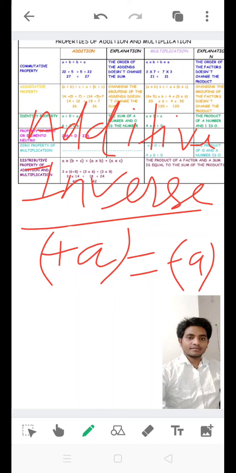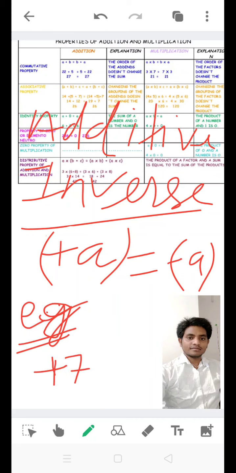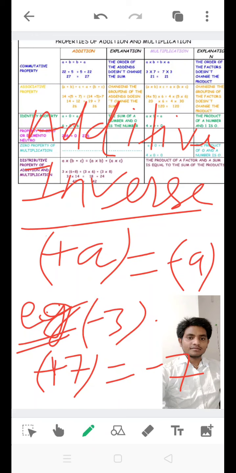Then the additive inverse of plus a is minus a. Okay. Next example, you can see this plus 7 equal to minus 7. This is the additive inverse. Or minus 3, we can write this form, minus 3 equal to plus 3. Okay. This is the additive inverse. Change the sign in this property.